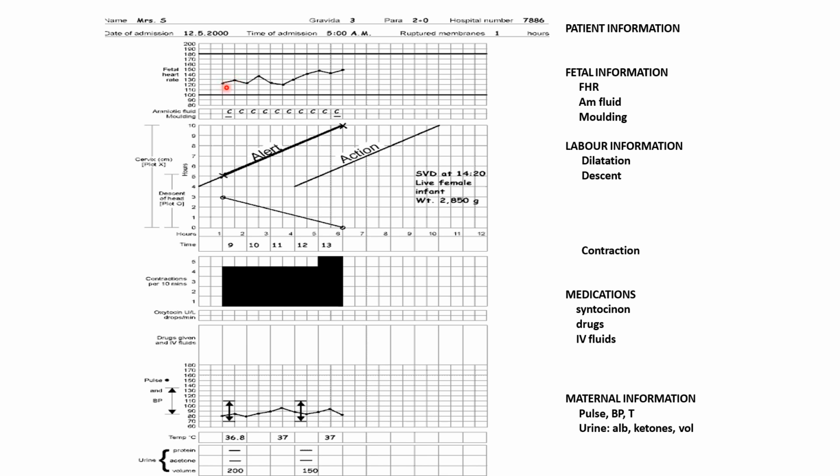It is better to mark it with red ink. And these cross marks, whenever you assess the fetal heart rate, you can just connect together by a line. So you will get a graph like this. This represents the fetal heart rate.